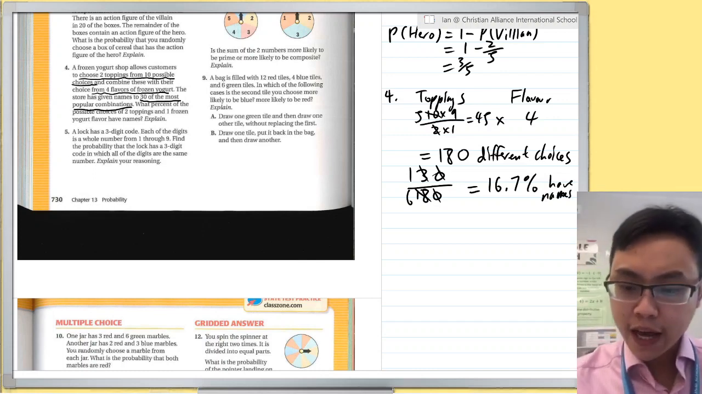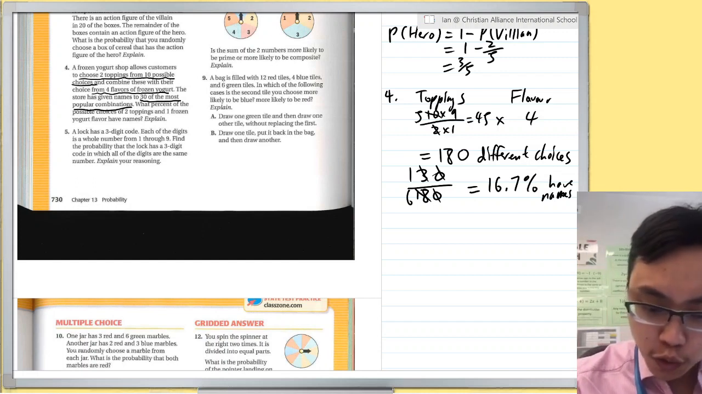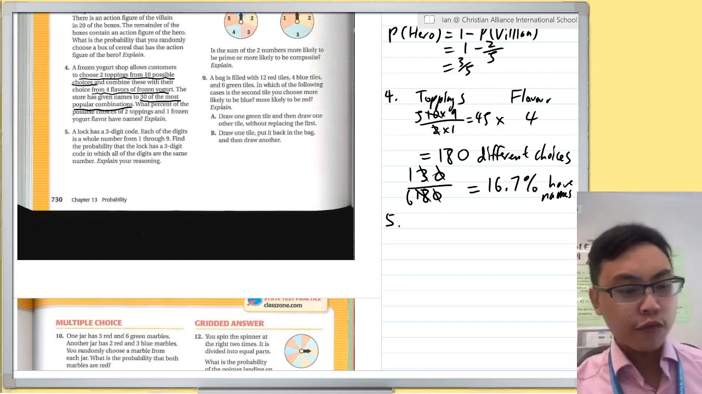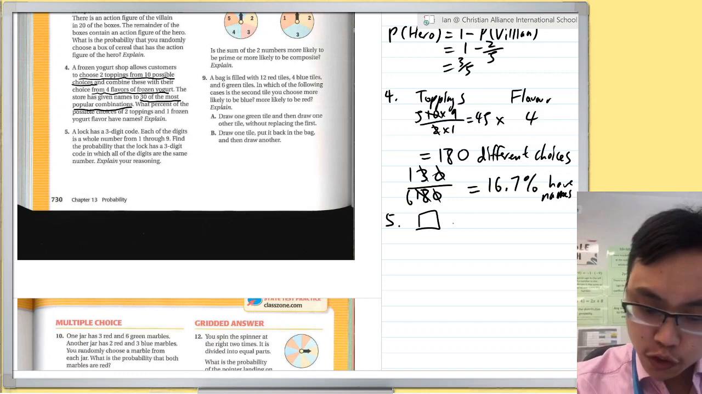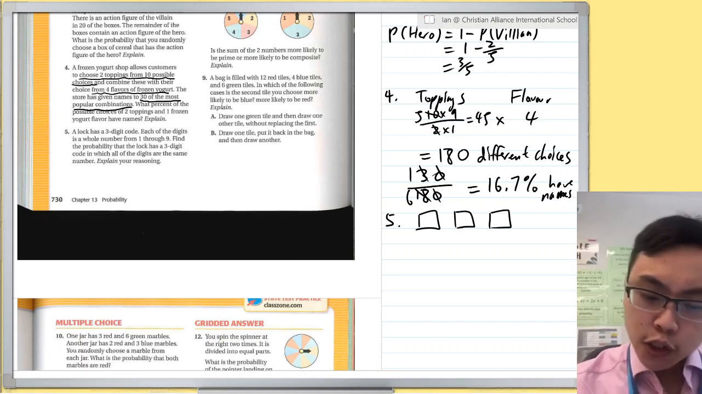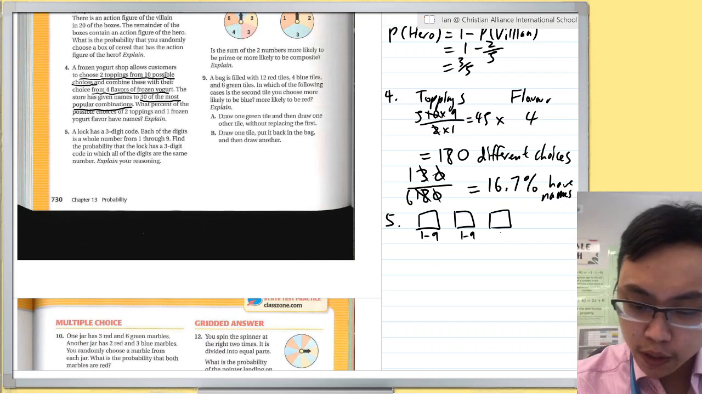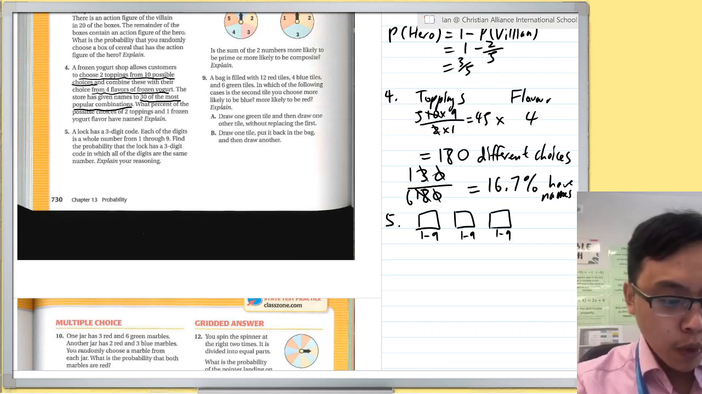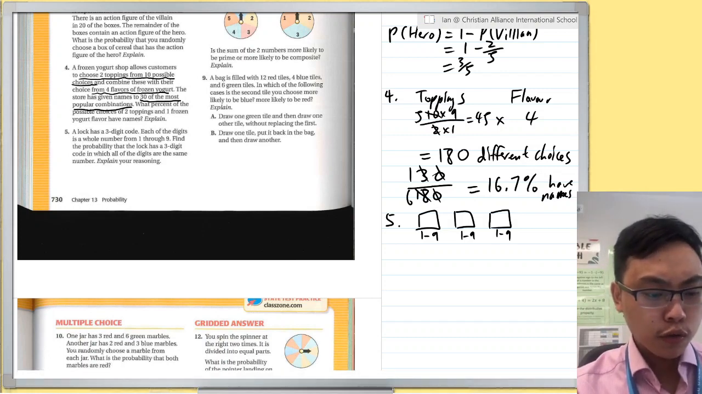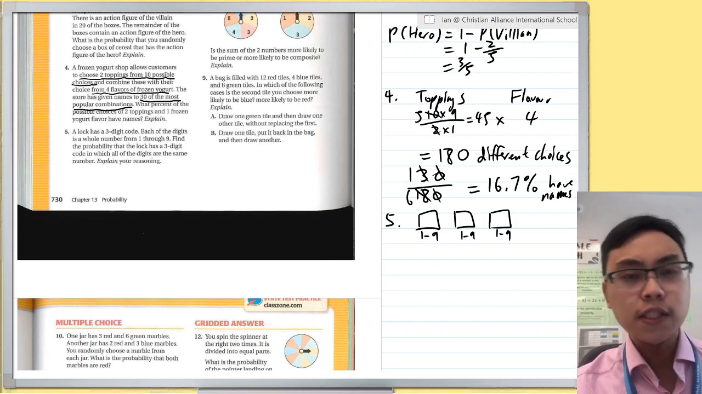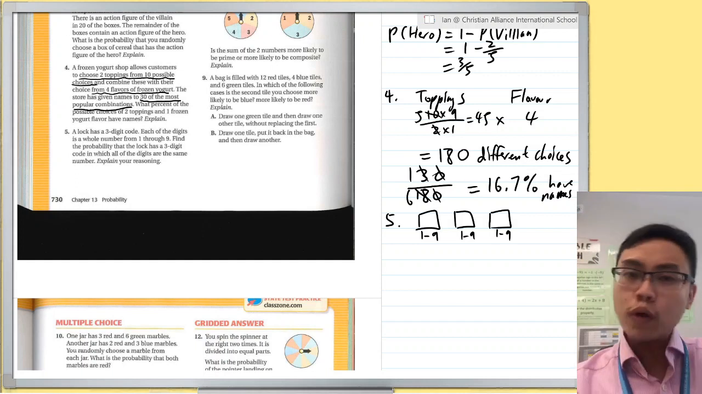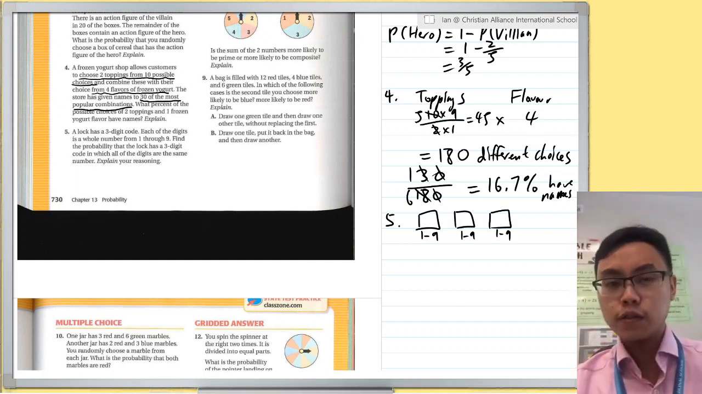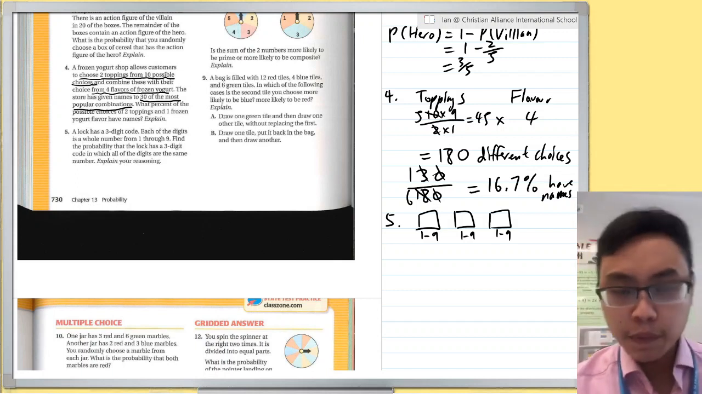Okay, 16.7% have names. So moving on to question 5. A lock has a 3-digit code. Each of the digits is a whole number from 1 through 9. So 3 digits, 1, 2, and 3. Each one can be 1 to 9, 1 to 9, 1 to 9. And so we want to find the probability that the lock has a 3-digit code in which all the digits are the same number. So how many favorable outcomes are there? It's either 111, 222, 333, all the way to 999. So there's 9 favorable outcomes.